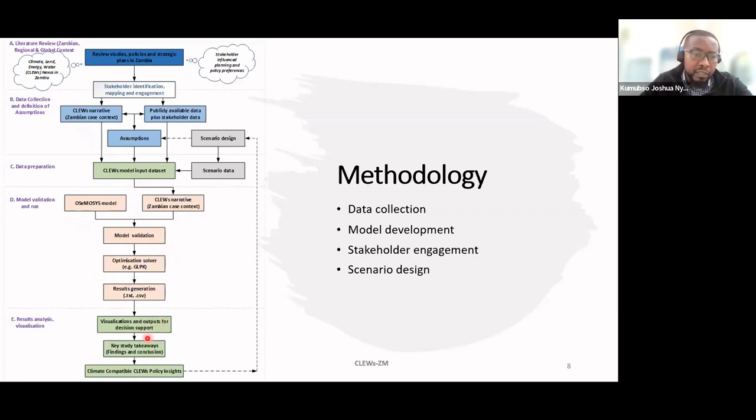Then what is key here is the results itself. There's this feedback loop such that the results is just more or less like a starting point. Now you need to go back to your stakeholders to see if the result resonates with what's obtaining on the ground, or if there's further insights that can be obtained before further scenario analysis can be achieved.